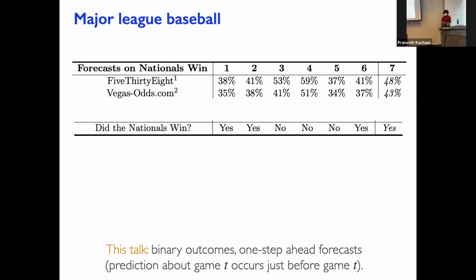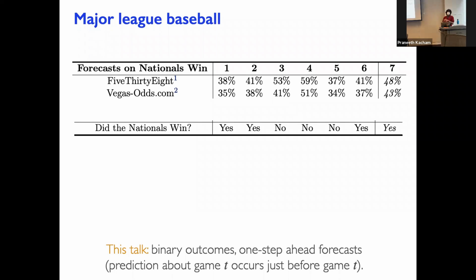I don't know, they're okay. Both of them said 38 and 35% for the first game, but the Nationals did win. They improved it to 41 and 38%, but still thought they would lose, and the Nationals did win. Then they took opposite sides for game 3, at least a little bit. 538 was a little more towards Nationals winning, and then Nationals lost. And then so on and so forth. For the last game, again, they were on the wrong side, but at least 538 was less on the wrong side in some sense, and they won. Okay, so now they're producing some sequence of numbers, and then you see some sequence of outcomes.